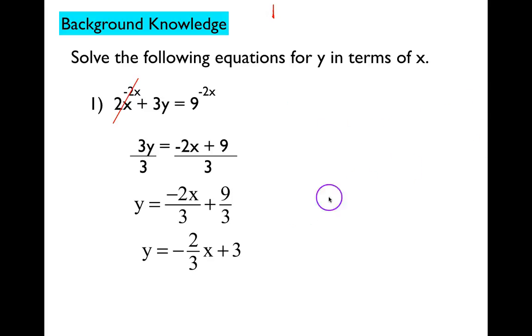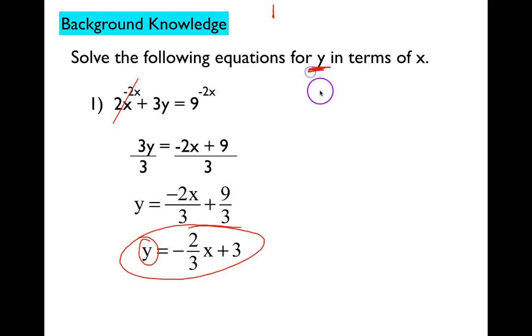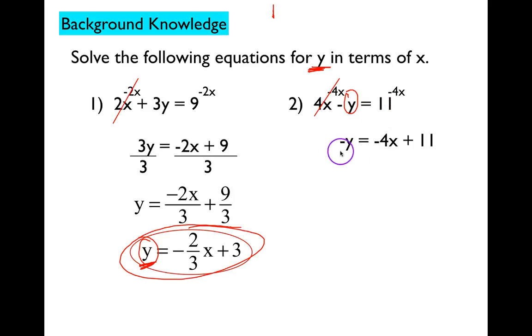So hopefully you recognize this. Oh yeah, it looks just like slope-intercept form. So again, if they're asking us to solve for an equation in terms of y, you just need to isolate y. So let's try one more. Here again, we're going to isolate y. So you're going to get rid of the x first by subtracting, leaving it with negative y equals negative 4x plus 11.